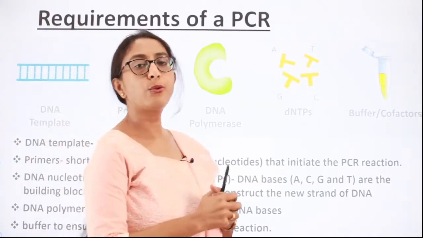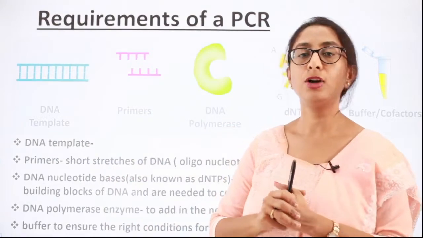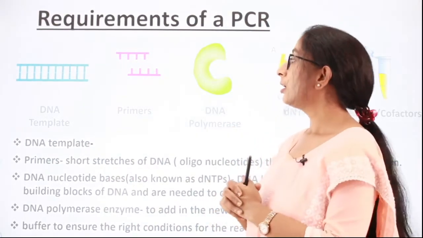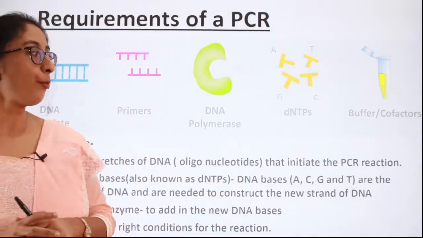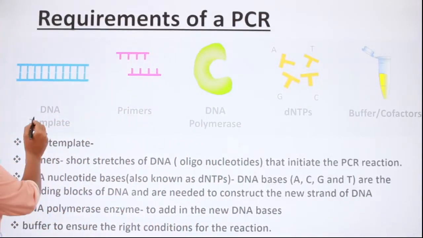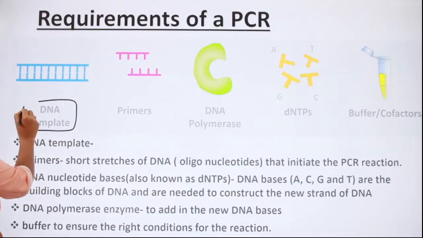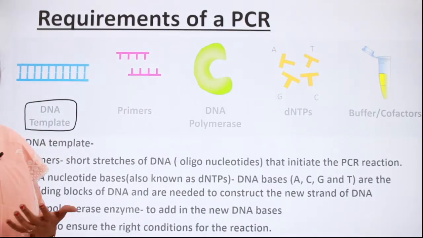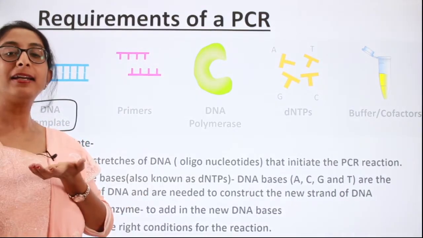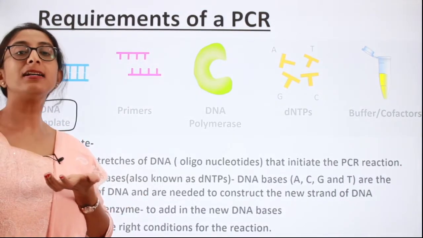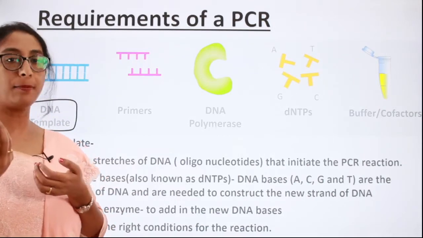So what are the requirements for a PCR or a polymerase chain reaction? To carry out a polymerase chain reaction, the first and foremost important thing which we need is a DNA template. What do you mean by a DNA template? It is the strand which acts as the base, and the DNA polymerase synthesizes a strand complementary to the template.